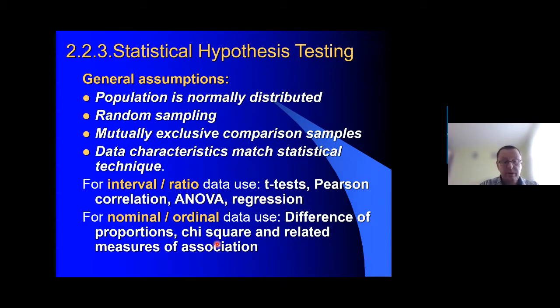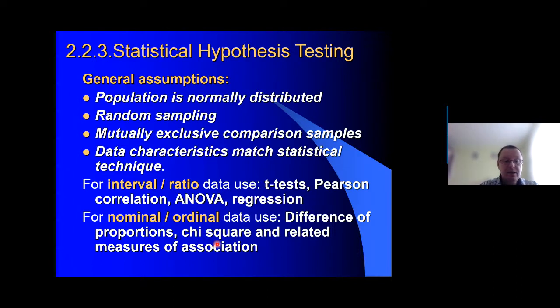So in the following, when we talk about usage of conventional methods, we make assumptions that the population is normally distributed. We have already completed correct random sampling with the representativeness question fitted. Also, we have mutually exclusive comparison samples and data characteristics match statistical techniques. So actually, we follow good experiment practice. But in fact, each one of these questions is like a separate lecture, definitely.